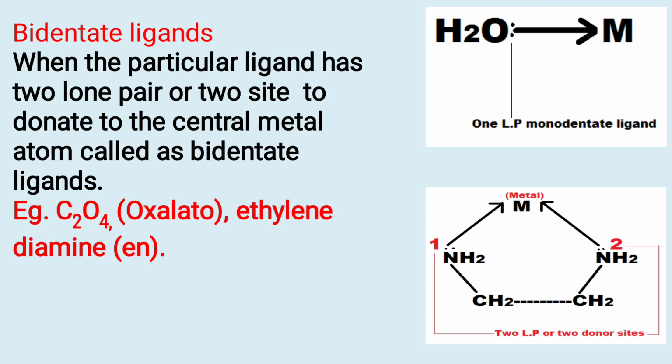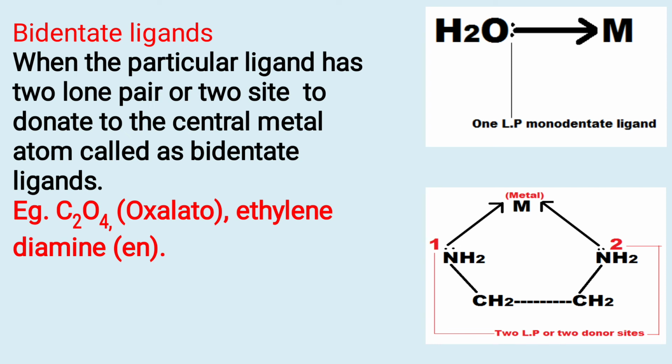So here we can see examples like this. This is a water molecule which has a lone pair of electrons, and this lone pair is donated by the water molecule to the metal. Because it has only one lone pair, it is classified as a monodentate ligand. Now we can see another classification, the bidentate ligand. When a ligand has two lone pairs of electrons or two sites to donate to the central metal atom, it is called a bidentate ligand.